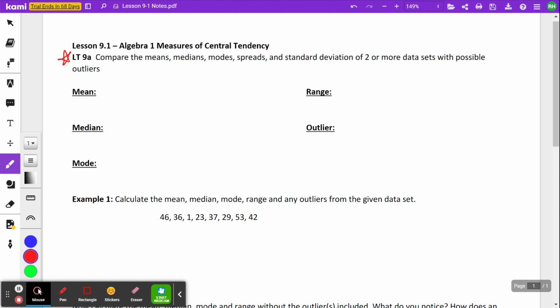We're going to start with mean. We're just going to go through and talk about what they are and how you do them, and then we're going to calculate them ourselves, and I'm going to give you a chance to do one on your own. Okay, so mean is another word for average.